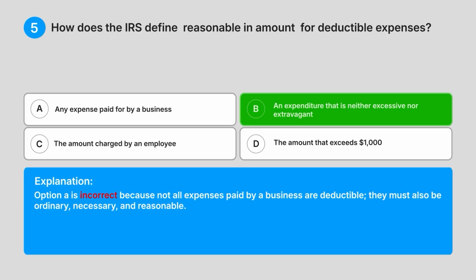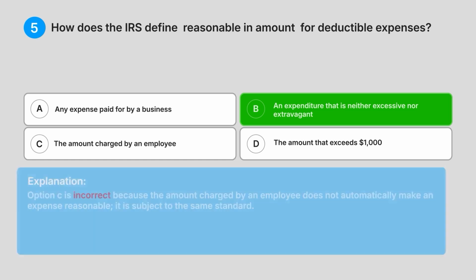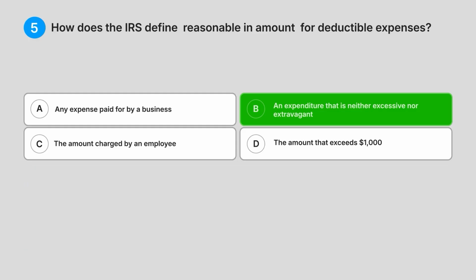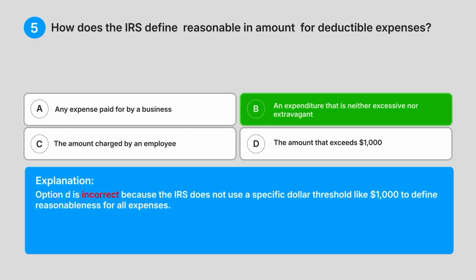Option A is incorrect because not all expenses paid by a business are deductible. They must also be ordinary, necessary, and reasonable. Option C is incorrect because the amount charged by an employee does not automatically make an expense reasonable. It is subject to the same standard. Option D is incorrect because the IRS does not use a specific dollar threshold, like $1,000, to define reasonableness for all expenses.